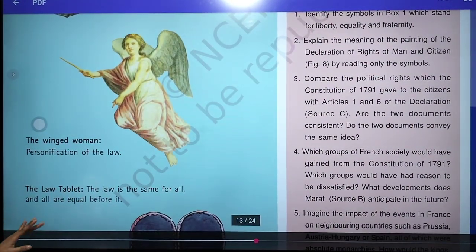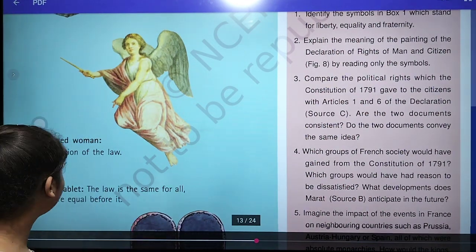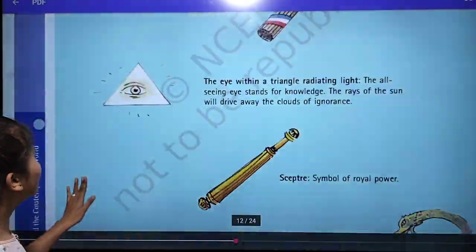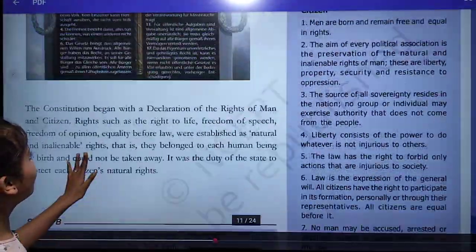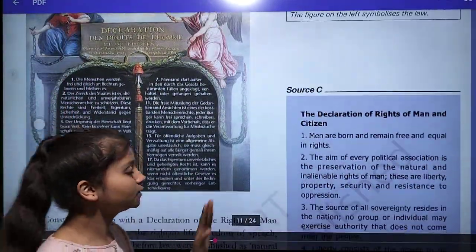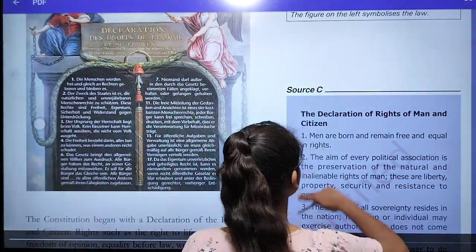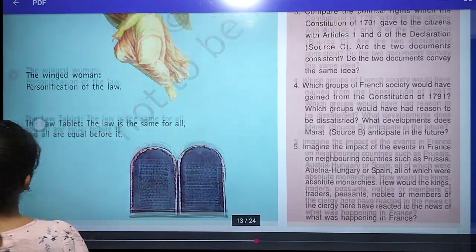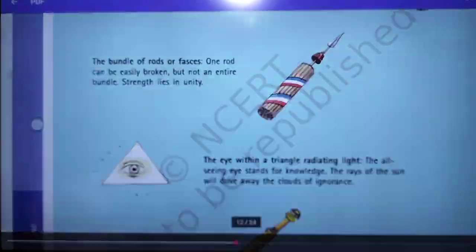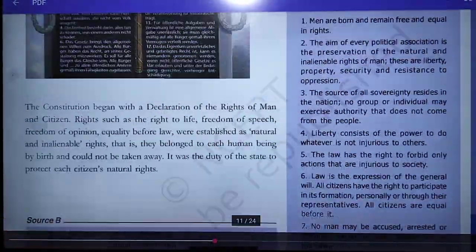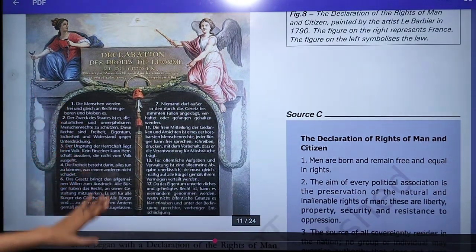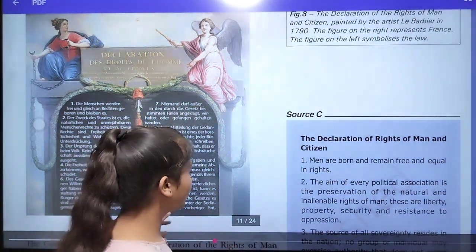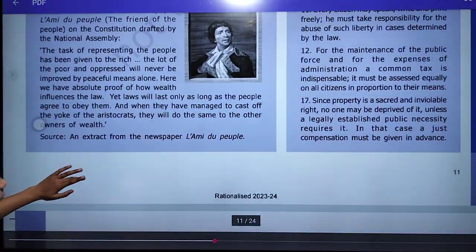And the law tablet means the law is the same for all and all are equal before it. This tablet shows that all have the same law and no one is different from the law. So these are the symbols given in this stamp, this figure. This total shows the political symbols of France.